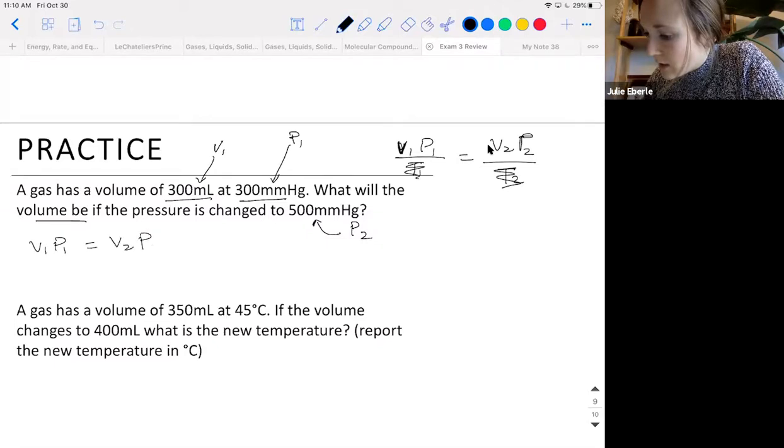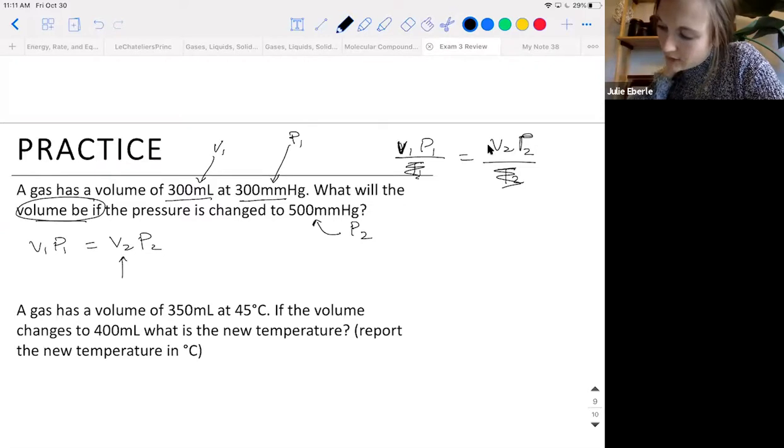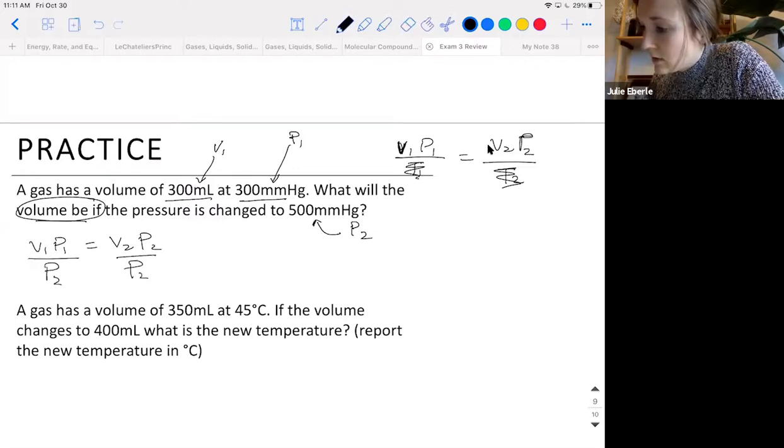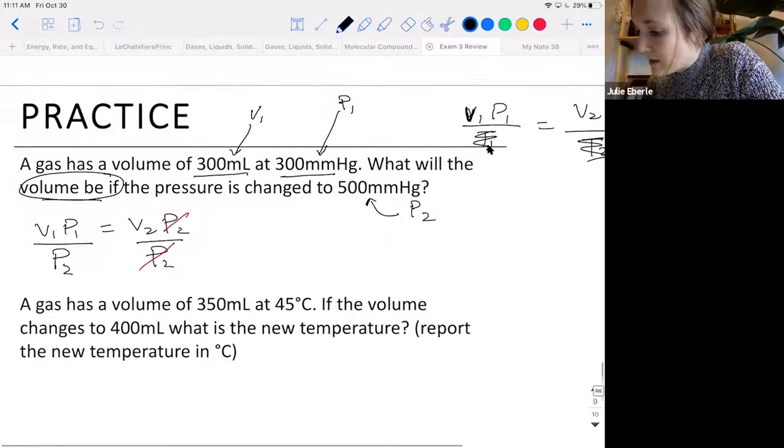Equals V2, P2. So it looks like we're solving for what? It says, what will the new volume be? Which is V2. We're solving for V2. That's what we want to find. So to do that, I'm just going to rearrange my equation and get V2 by itself. We'll just divide both sides by P2, and P2 goes away on this side. So our final equation before we just go plugging numbers in is V2 equals V1 P1 over P2.